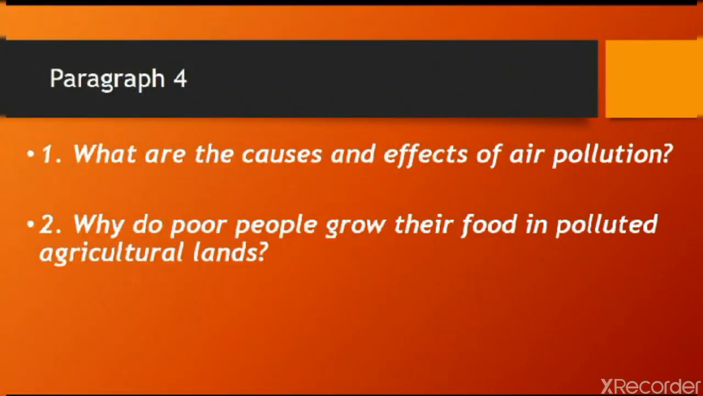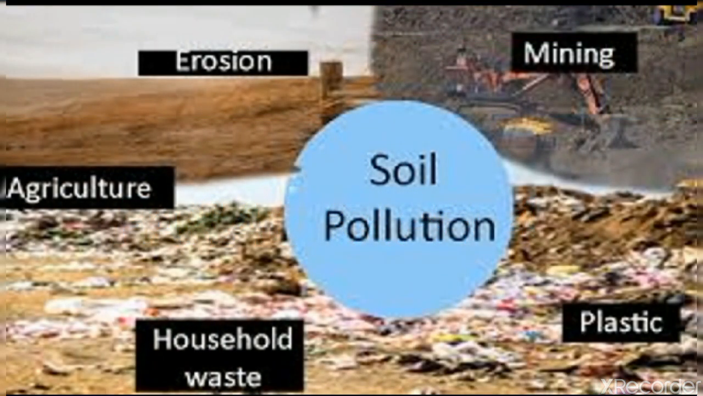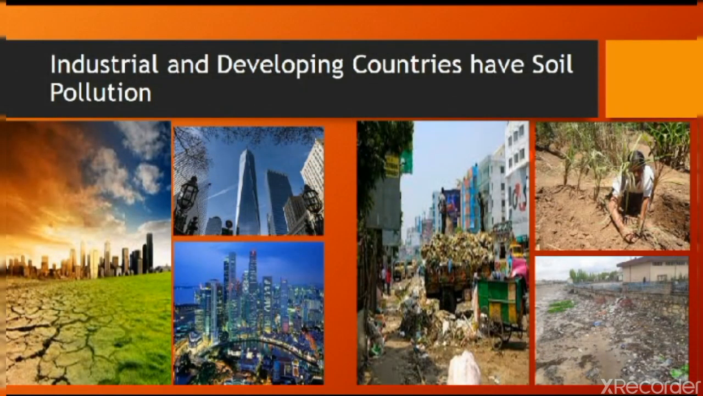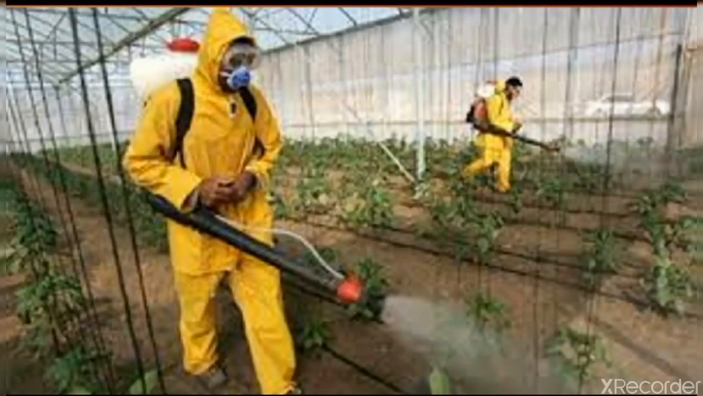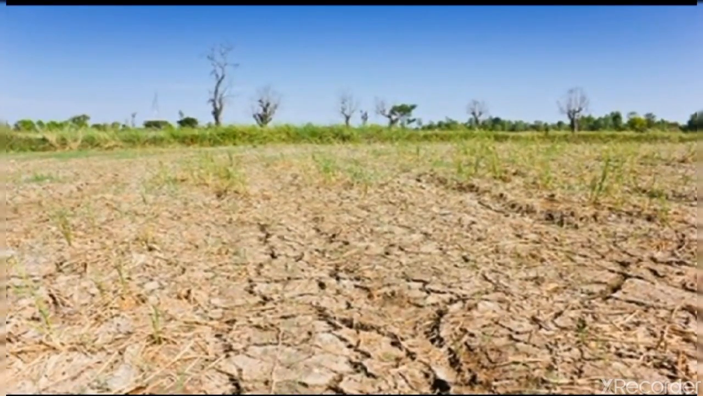According to paragraph 4, what are the causes and effects of soil pollution? Why do poor people grow their food in polluted agricultural lands? Soil pollution is also a major concern both in industrial and developing countries. Pollutants such as metals and pesticides seep into the soil and contaminate the food supply. Soil pollution causes major health risks to entire ecosystems.